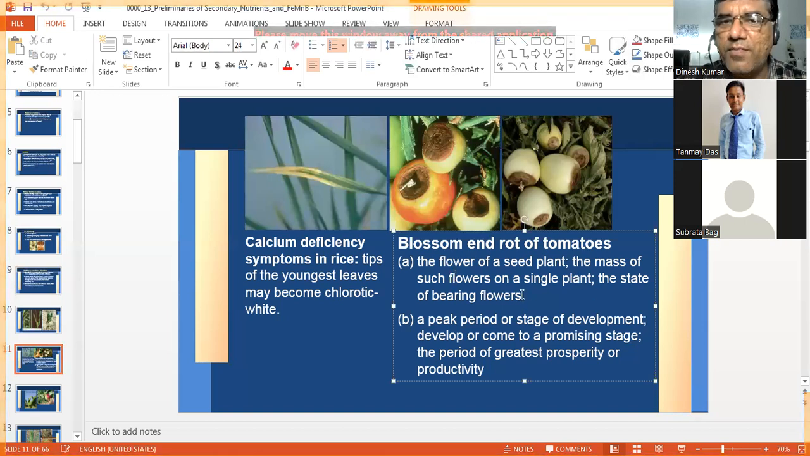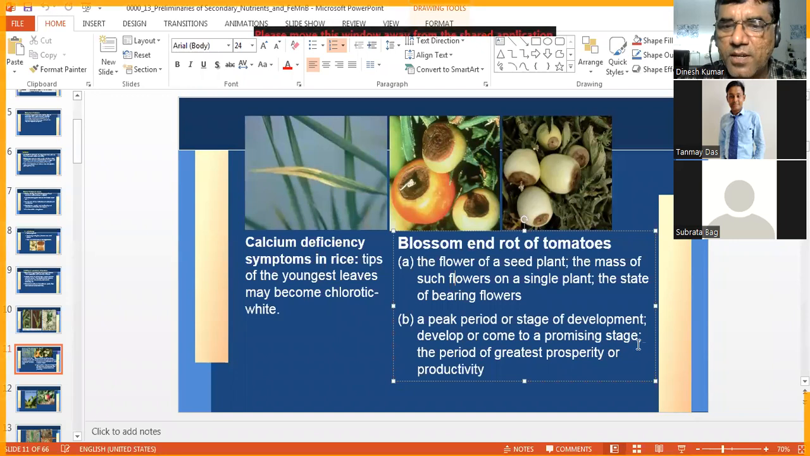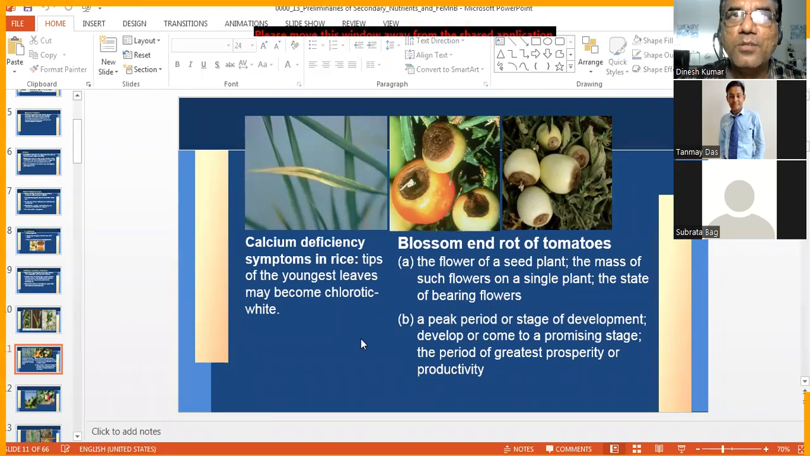The state of bearing flowers is also blossom. A peak period or stage of development, that is again blossoming. To develop or come to a promising stage, the period of greatest prosperity or productivity. So these are all meanings of blossom.